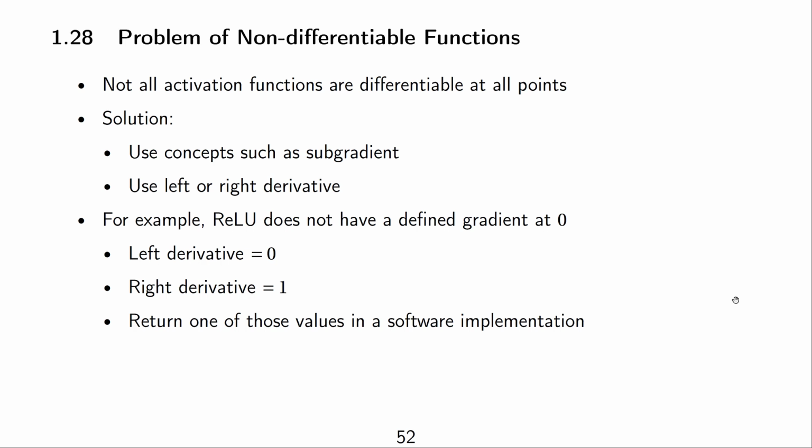Just one thing to point out about activation functions, as we now want to do some more of the summary of what we have learned, is that not all activation functions are differentiable at all points. So you can look at concepts such as the subgradient and the idea of left and right derivatives. Let's take one example. ReLU does not have a defined gradient at 0. The left derivative is 0, the right derivative is 1. So you can just return one of these values in a software implementation if you use the idea of left or right derivatives.